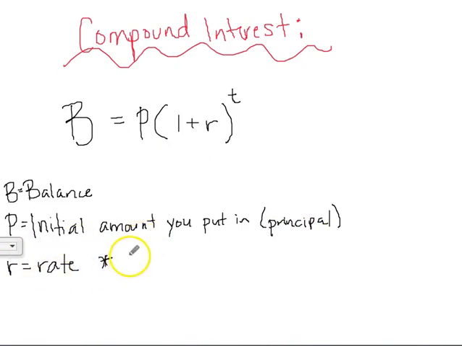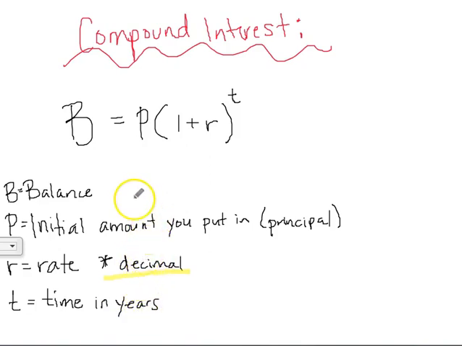The rate's always going to be given to you as a percentage, but you have to insert it into this formula as a decimal. So it has to be changed from a percentage into a decimal in order to use this formula properly. That's a really, really important piece here, and we practiced that last week. And then T is going to represent the time in years.